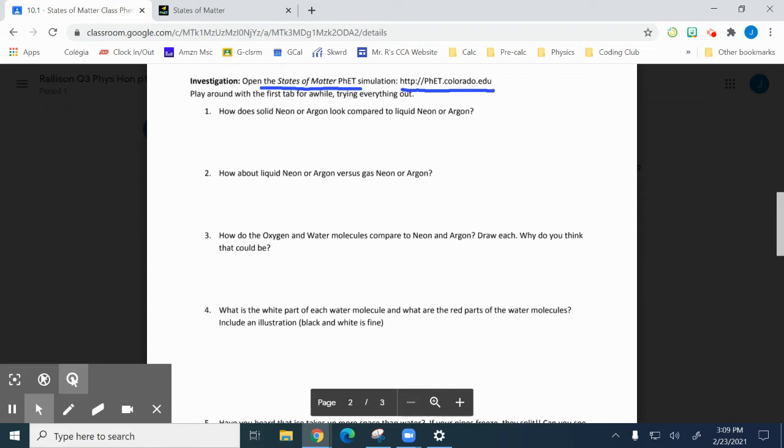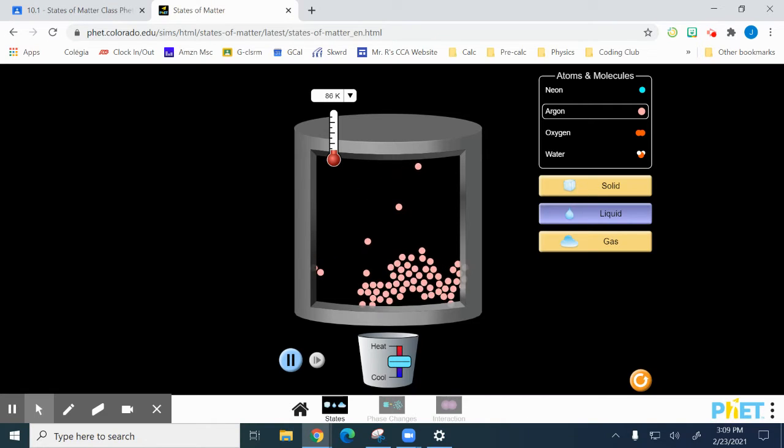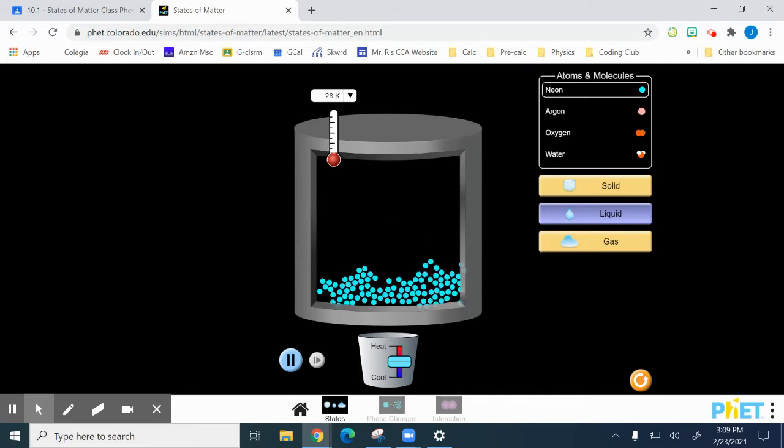All right, how does solid neon look compared to liquid? That's what we did. How about liquid versus gas? Okay, so what do we expect? Okay, back to neon. When there's liquid neon, right? What would we expect if we turn neon into a gas? Well, they're going to be vibrating a lot more, right? Because we've added energy to the molecules. Right now, they're kind of sticking together. When they're solid, they're vibrating a little bit.